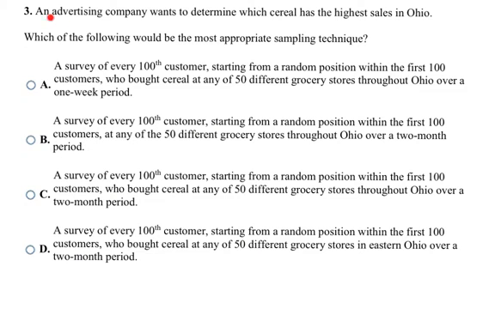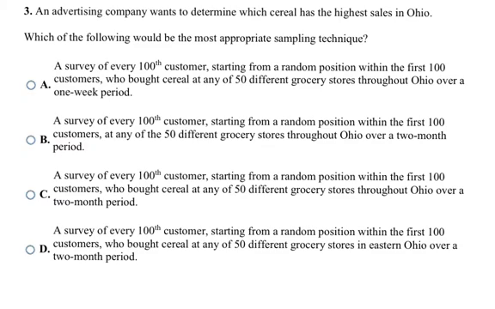This question says an advertising company wants to determine which cereal had the highest sales in Ohio. Which one of the following would be the most appropriate sampling technique? So let's make sure we read through all of the answers. So A, a survey of every 100th customer starting from a random position within the first 100 customers who bought cereal at any 50 different grocery stores throughout Ohio over a 1-week period. So that seems pretty random.